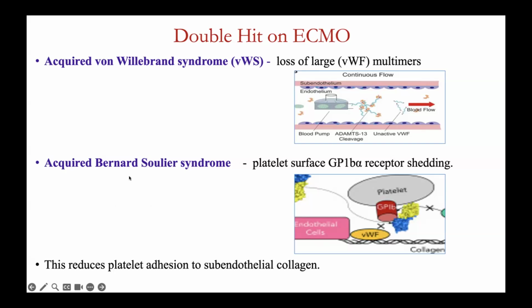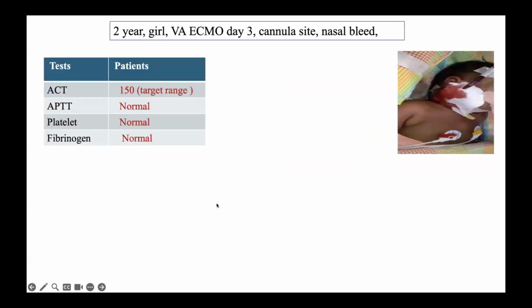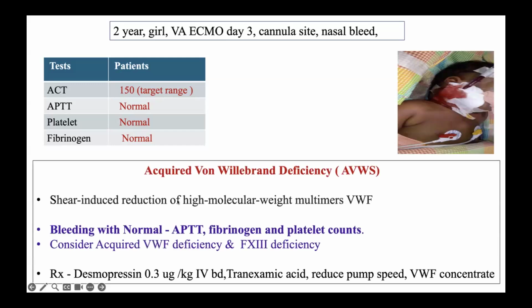Another problem is acquired Bernard-Soulier, where even your GP1 alpha receptor has shedding, and therefore this reduces your platelet adhesion to collagen. Just illustrating this with an example: this was a 2-year-old girl on ECMO cannulation, and there were mucosal bleeds, but all the tests were normal. So one has to suspect, if you have bleeds but all your tests are normal and your ACT is not high, then acquired von Willebrand deficiency should be suspected because of shear-induced reduction of the high molecular weight multimers.